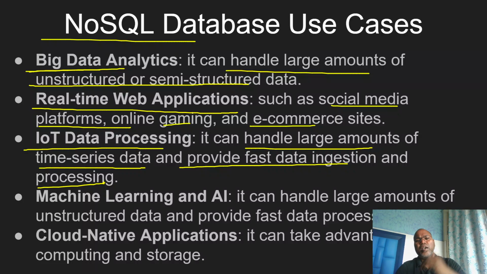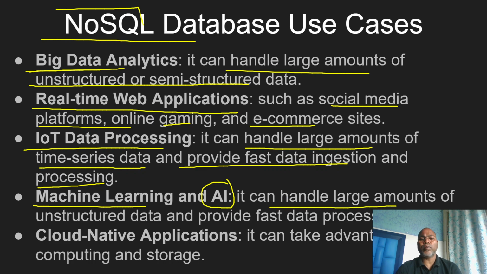Maybe IoT data processing, which handles a large amount of time series data and provides fast data ingestion and processing. Whenever IoT device sensors are continuously sending data, maybe temperature data, humidity data, weather data, CCTV camera data, our systems, mobiles, devices, and tools are continuously generating data. In this scenario, a NoSQL database is a preferable choice. When you talk about machine learning and AI applications, they can generate a large amount of unstructured data like video, audio, and streaming, fast. In such scenarios, a NoSQL database is a preferable choice. This is a good option nowadays.